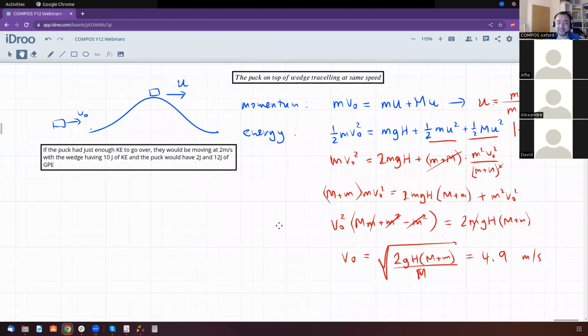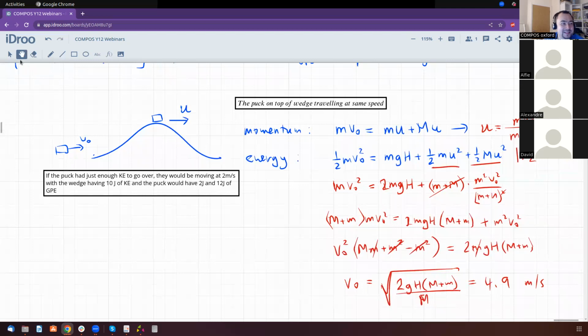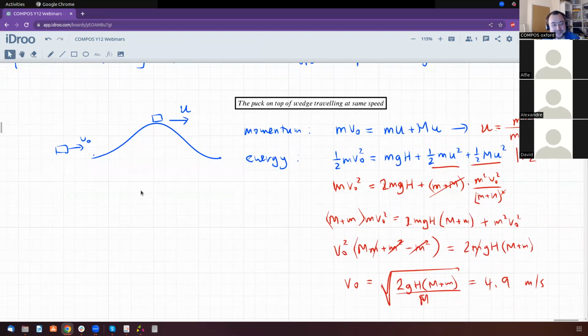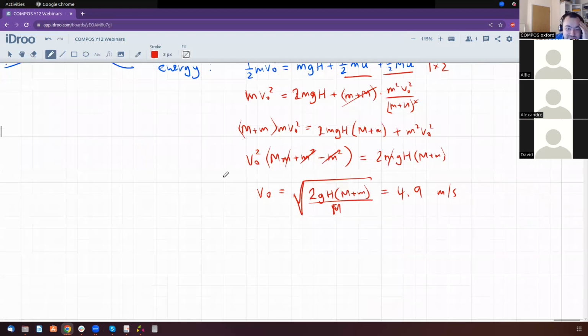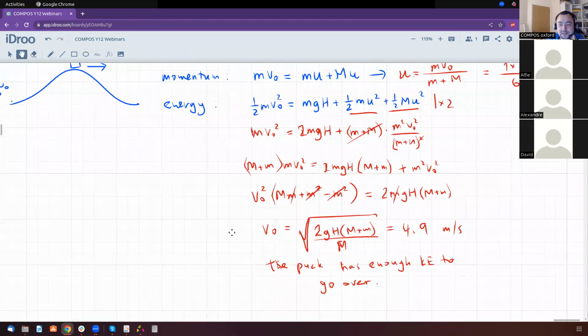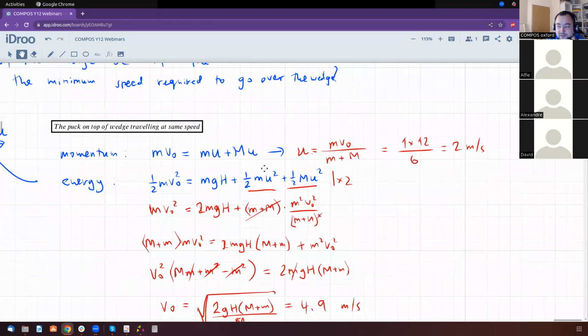Therefore, yes, sorry. The puck has enough. Therefore, the puck has enough kinetic energy to go over. That changes things. Thank you. Thank you, Alexander.